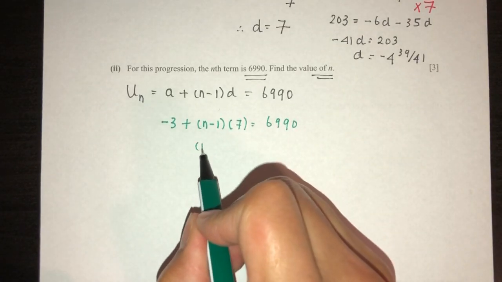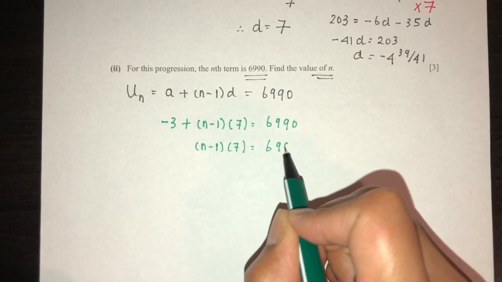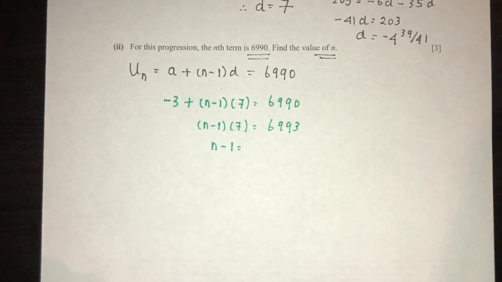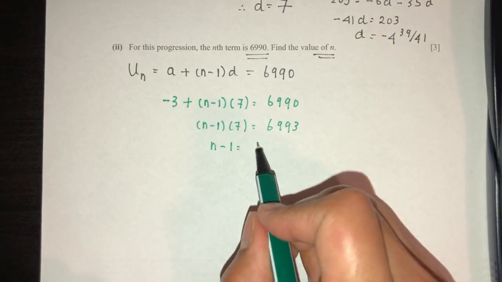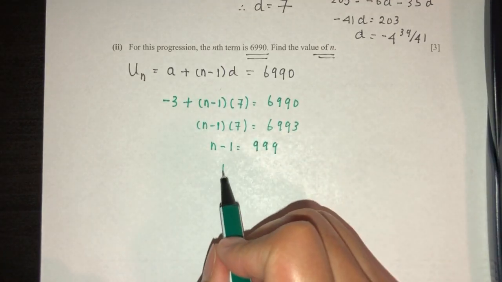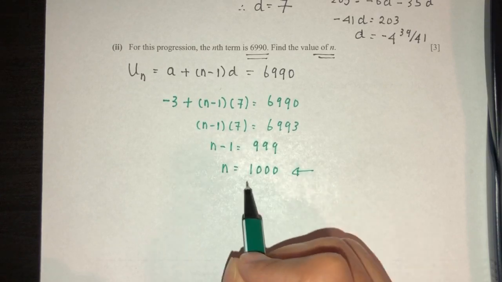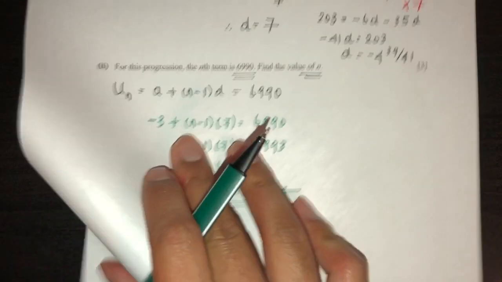So n minus 1 times 7 is equal to 6993. So n minus 1 is equal to 6993 divided by 7. That should be 999. So n is equal to 1000. That will be your value of n for this question. Now from this, let's move on to the last question.